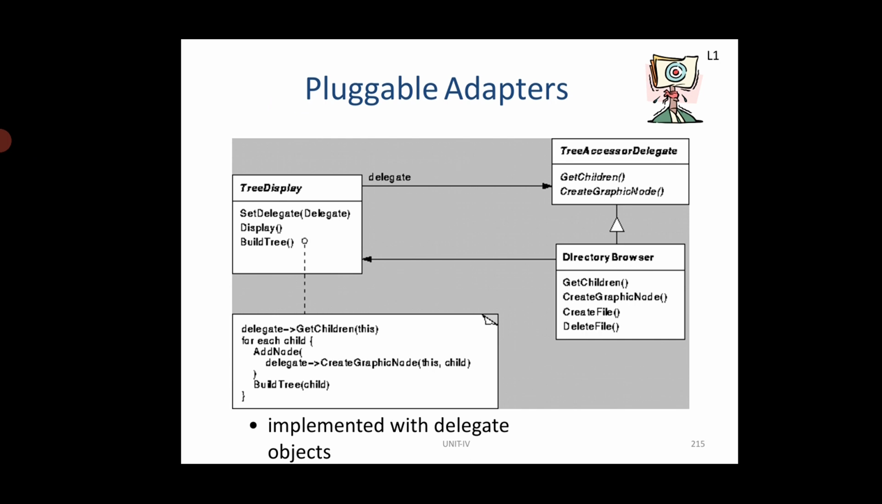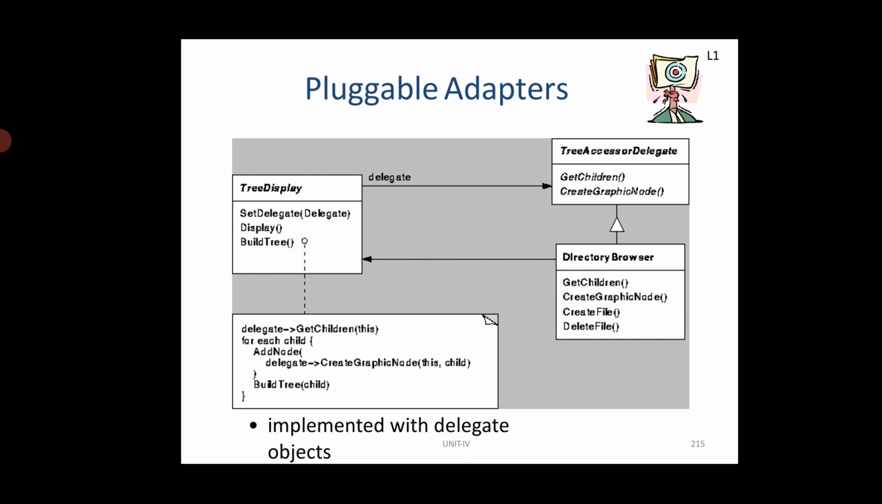For example, suppose there exists a directory browser. It might make a good delegate for adapting a tree display to the hierarchical directory structure. In dynamically typed languages like Smalltalk or Objective-C, this approach requires an interface for registering the delegate objects with the adapter. Then the tree display simply forwards the requests to the delegates.